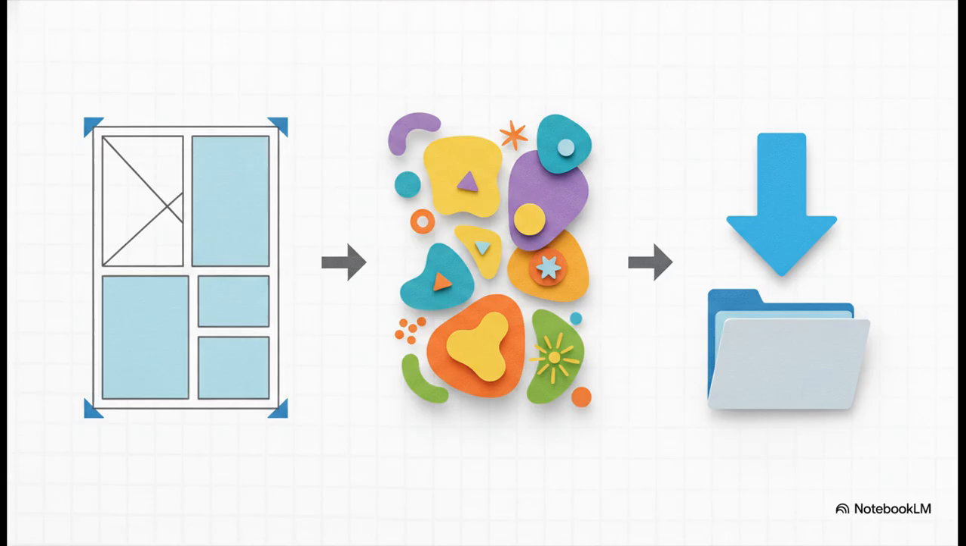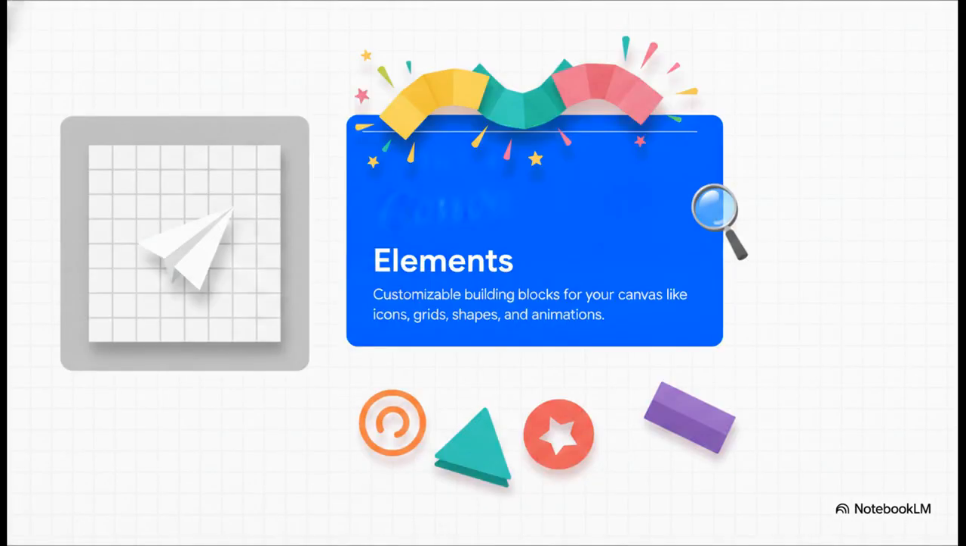Templates completely eliminate the sheer terror of a blank page. You literally just browse around, click a layout you like, customize the text, and hit download. It's incredibly fast. And once you actually have a template, you can customize it even further using elements. By just dragging and dropping these customizable building blocks, you instantly bring a totally static design to life.